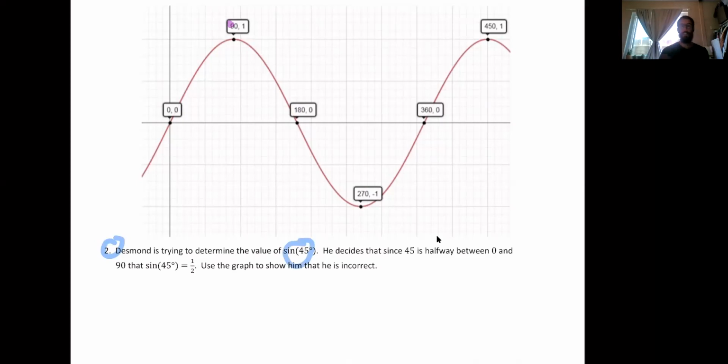He decides that since sine of 45 is halfway between 0 and 90, then sine of 45 probably should just be half of the height at 90. Well, that's theoretically logical. We actually unfortunately know that that's not true. So sorry, Desmond. The value of sine of 45 is, by the way, root 2 over 2, which is approximately 0.71. I don't care about that value. I just want to use this graph to show that he's incorrect.